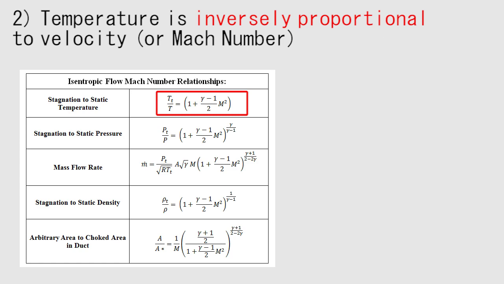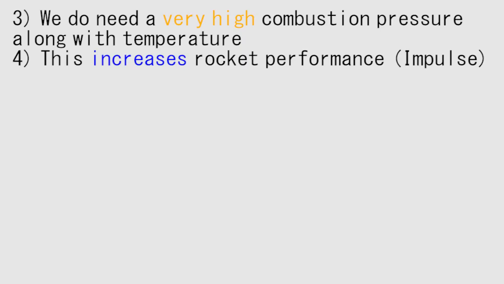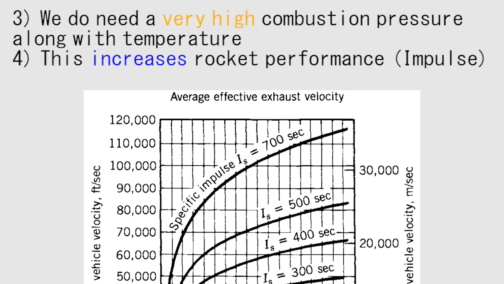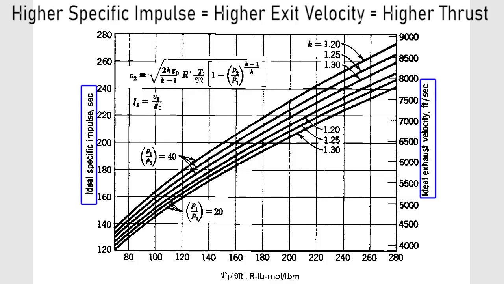This means that the maximum temperature is obviously attained at the beginning of the combustion chamber, where the nozzle converging section starts. Lastly, we do need a very high temperature and pressure inside the combustion chamber in order to maximize the performance of the rocket. This is characterized by its specific impulse.